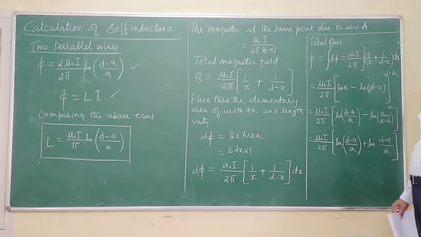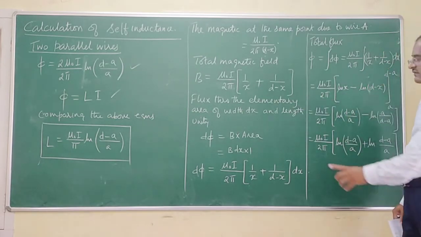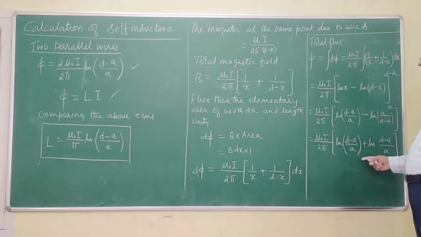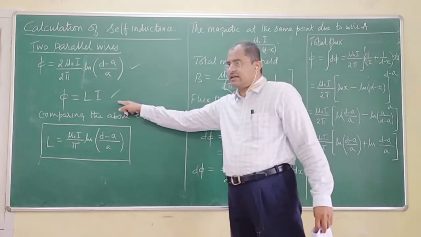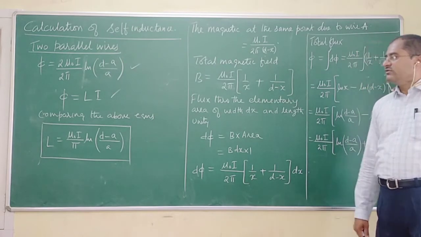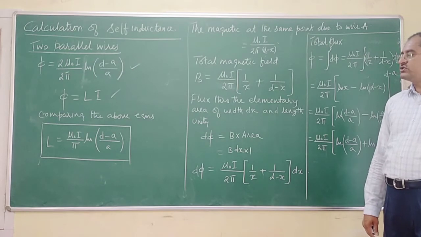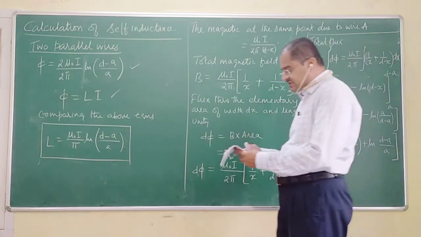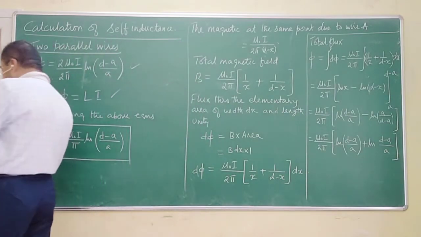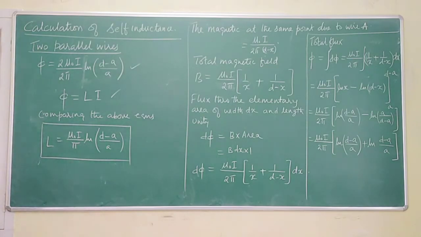So what we have done is, due to two wires, we found the magnetic field, we found the flux between the wires, and we equated it with the expression phi is equal to Li, compared, and then we have written the expression for L. That's how we arrive at the expression for coefficient of self-inductance of two parallel wires. Is that okay to you, sir? If that is okay, we move on to the next topic, which is coefficient of self-inductance of two coaxial cylinders. Shall I rub this off?